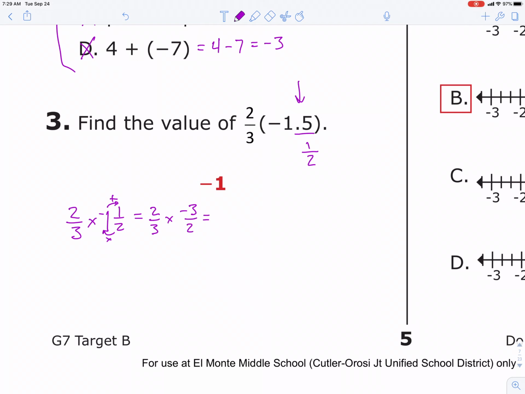Then I just multiply straight across. Positive 2 times a negative 3 gives me a negative 6. 3 times 2 gives me 6. 6 divided by 6 gives me negative 1. So that's how I get the negative 1.